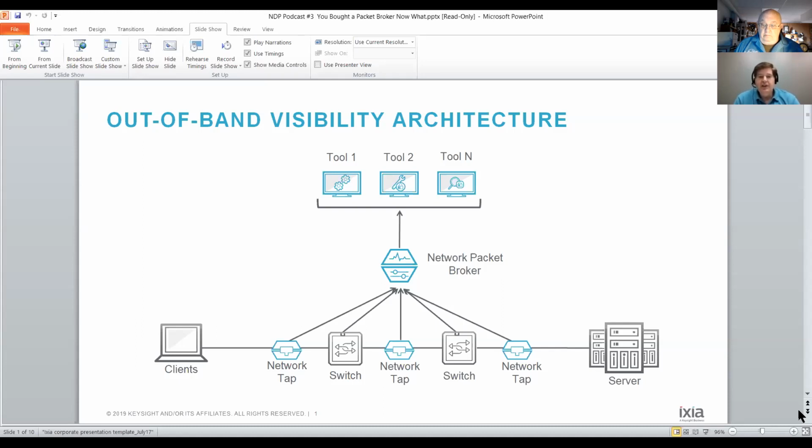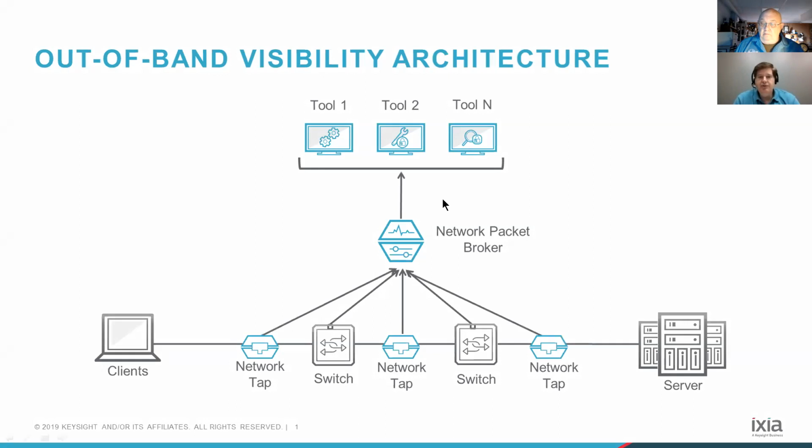After that, it makes a copy of the data that goes up to the packet broker, which then goes onto the tools. So it's a one-time hit for your network. After that, you've got access to all the data you need across your network with these different taps, and you can filter and deduplicate and so forth. So this is the out-of-band use case.